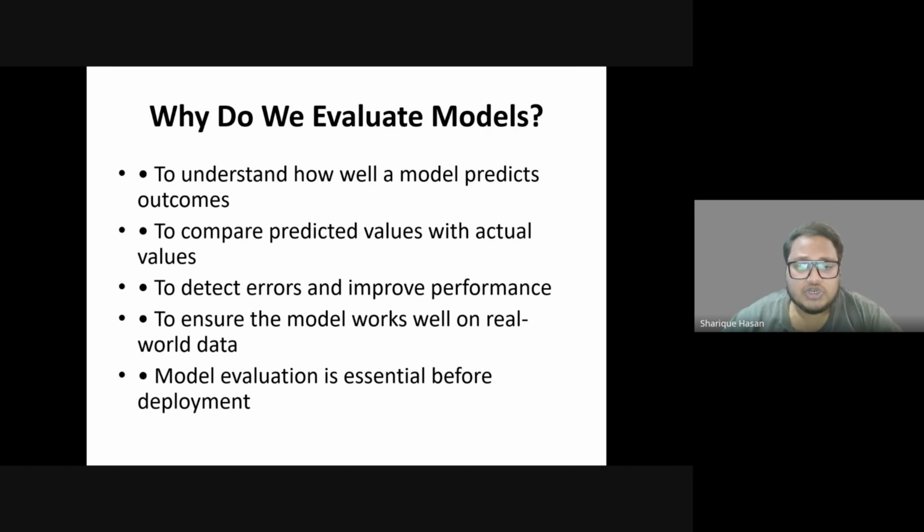The next point is to detect the errors and improve performance. What are the wrong things you are doing? What are the things you are doing which are harmful for the business or harmful for managing anything, whatever you are managing, or whatever kind of work you are doing, to detect errors. Now the next point is to ensure the model works well on real world data. And the last point is that model evaluation is essential before deployment.